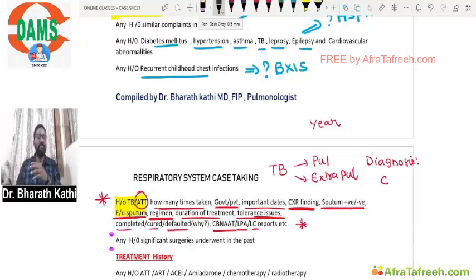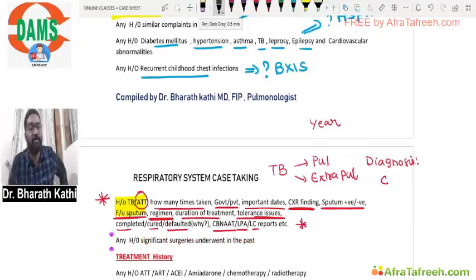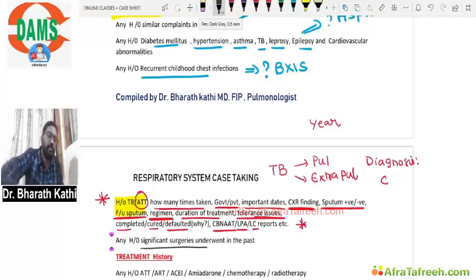So what was the end result? Did he complete the treatment or not? And what was the regimen that he has taken? Was it drug sensitive TB or drug resistant TB? Now drug resistant TB is very common. So what was the duration of treatment and all this, and any history of significant surgeries undergone in the past.